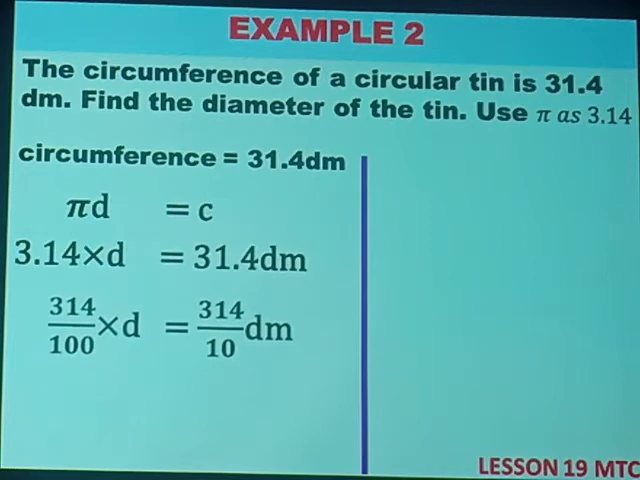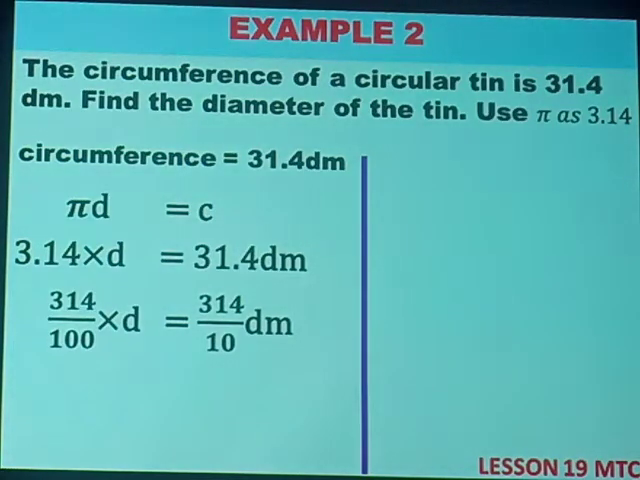In the next step, we shall convert the decimal numbers into fractions. Remember, we had 3.14, and 3.14 is changing to 314 out of 100. Why are we putting 314 out of 100? It's because we had 2 places of decimals. So 3.14 is the same as 314 out of 100 times the diameter.